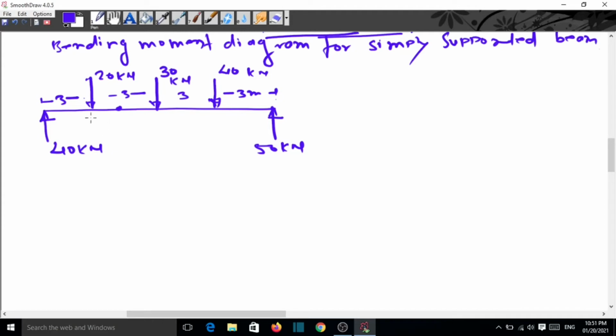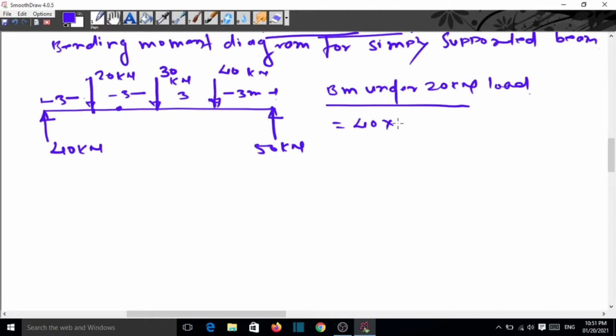So first we calculate the bending moment under the 20 kilonewton load. So that is equal to the bending moment here. We take from the left side, so that is 40 into 3, which is equal to 120 kilonewton-meter.